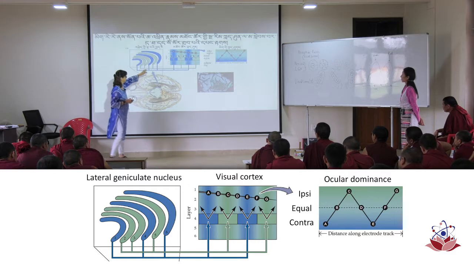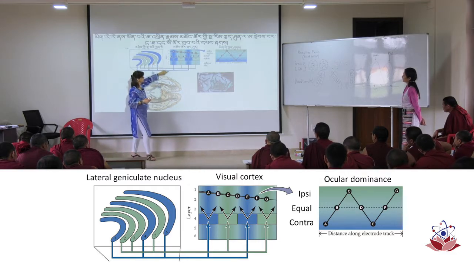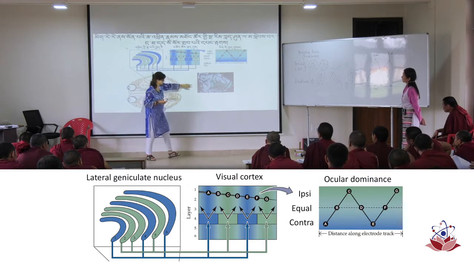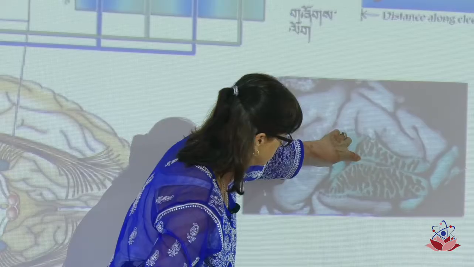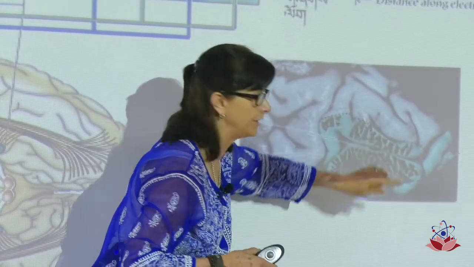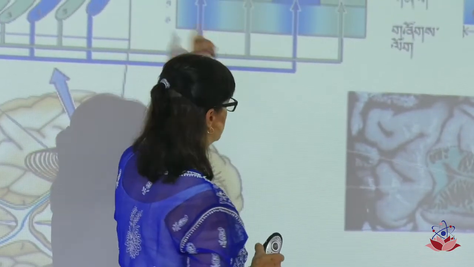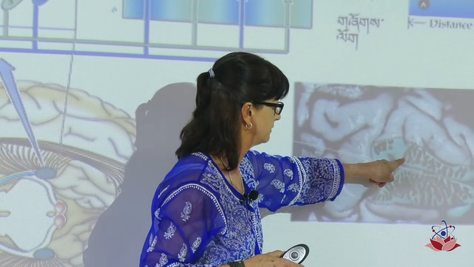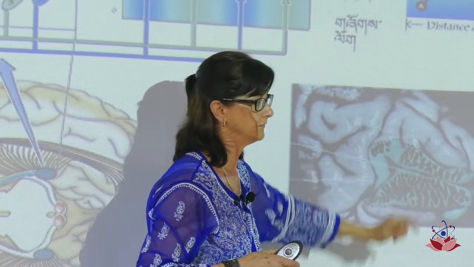They saw that the geniculate neurons terminated in patches. So these black lines are the patches of termination of geniculate neurons that are conveying information from one eye only.